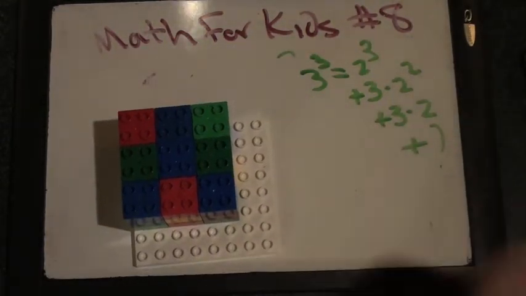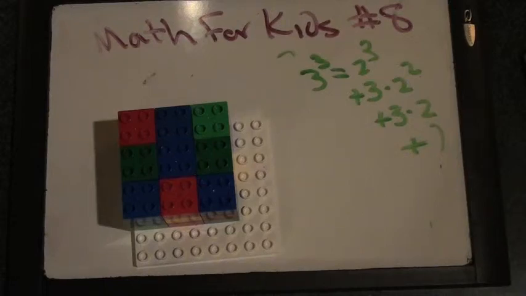Now we could do it for 4 by 4. Actually, we have enough room on here to do it for 4 by 4, but we don't have enough Duplos. Can you figure out what 4 times 4 times 4 is? How many would we need? 64. Hey, high five.